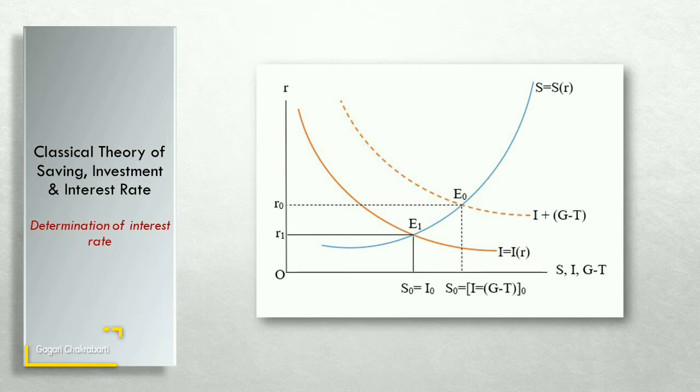For example, if the rate of interest is above R0, then there will be an excess demand for bonds, so that the interest rate will automatically adjust downward until S becomes equal to I. Similarly, if the rate of interest falls below R0, then total investment I plus G minus T will be more than the saving, so that there will be excess supply of bonds or excess demand for loanable funds, so that the rate of interest will automatically adjust upward to reach R0, where once again S will be equal to I plus G minus T.